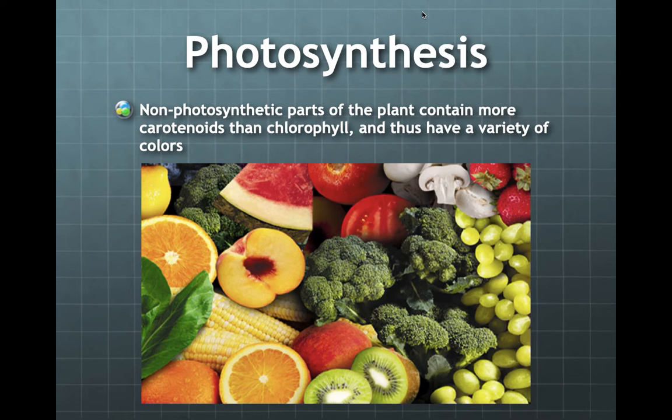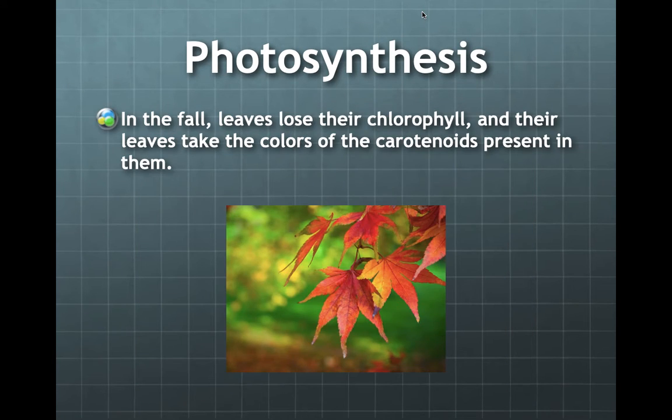Within these carotenoids, there are also non-photosynthetic parts, like within these fruits. They carry more carotenoids than chlorophyll, and they come in a variety of colors as well, as we see here in this picture. In the fall, leaves lose their chlorophyll, and the leaves take on the colors of the carotenoids present in them. From here, we have carotenoids within this leaf, and the chlorophyll A and chlorophyll B leave, so the carotenoids are the only ones visible.